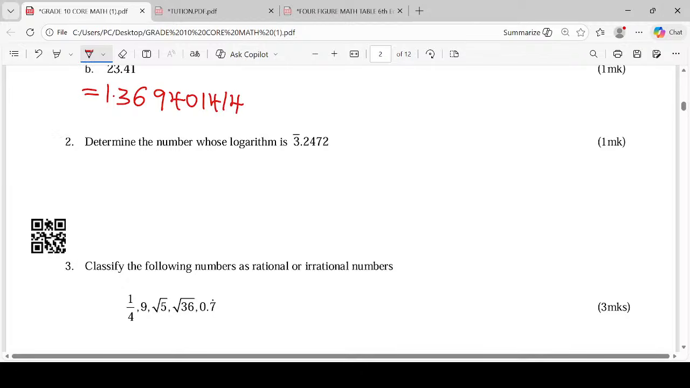Let's look at question number 2. You are being told to determine the number whose logarithm is bar 3.2472. So remember, we normally have the number. I want to draw this table to help you remember this. We have the column for the number expressed in standard form, and the logarithm form of that particular number.